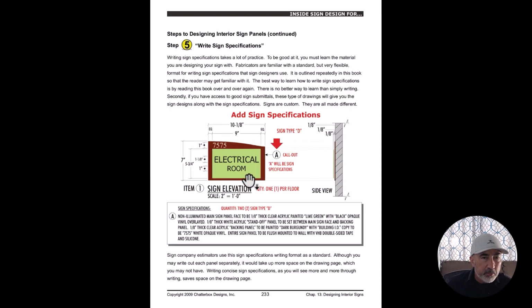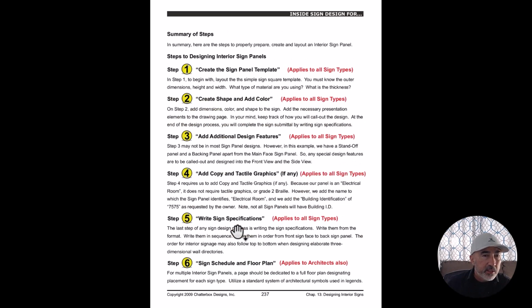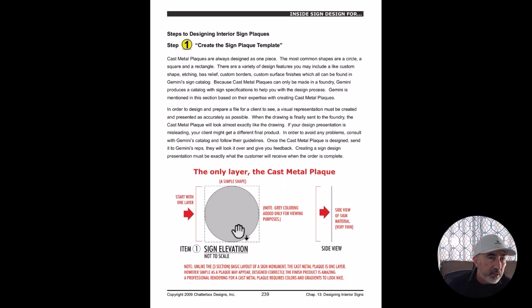And then you're adding the specs. You can add the specs first, and each chapter, or almost each chapter, talks about writing sign specifications. So I have another book specifically on this subject that is going to correspond to the attachment detail book. That's another video. So that's interior signs.